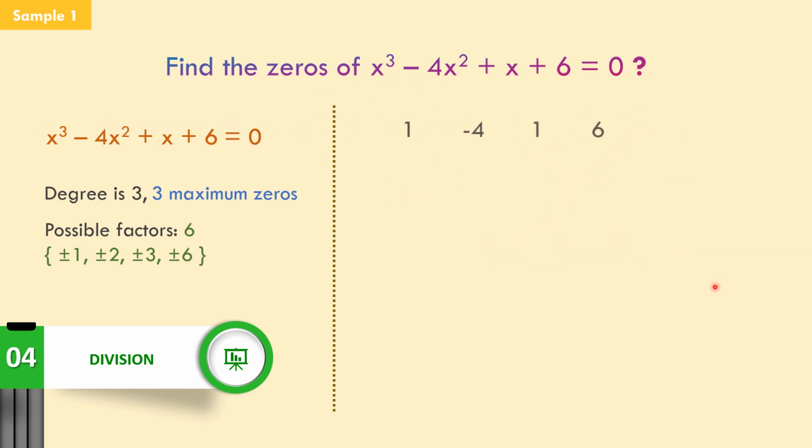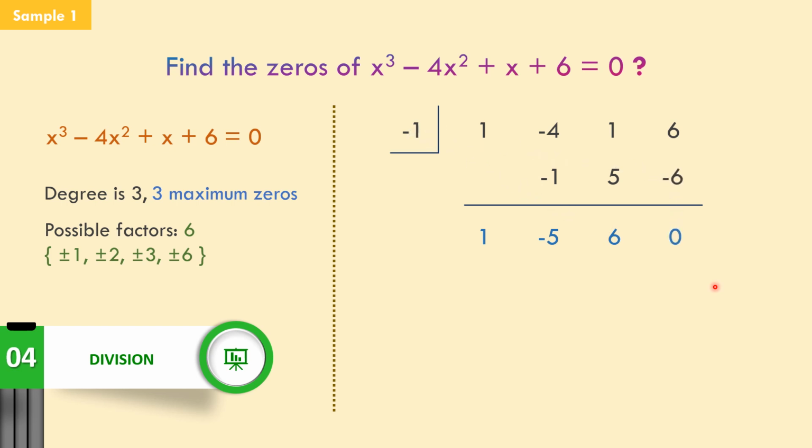Next, let us proceed. Let us try other possible factors. So let us try negative 1. Bring down 1. 1 times negative 1 is negative 1. Add, and then keep the sign. So that is negative 5. Negative 5 times negative 1 is positive 5. 5 plus 1 is 6. 6 times negative 1 is negative 6. 6 minus 6, the answer is equal to 0.